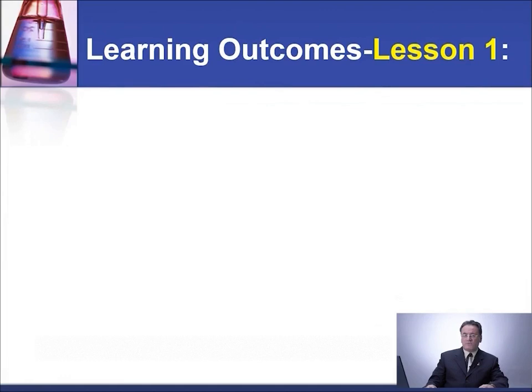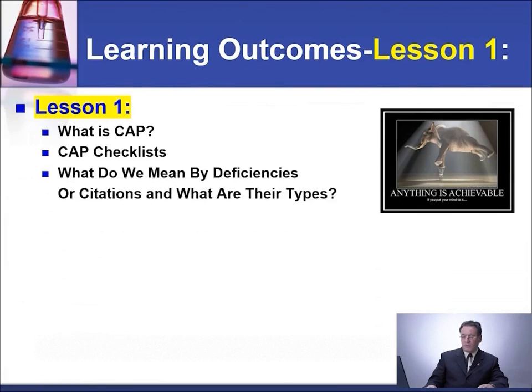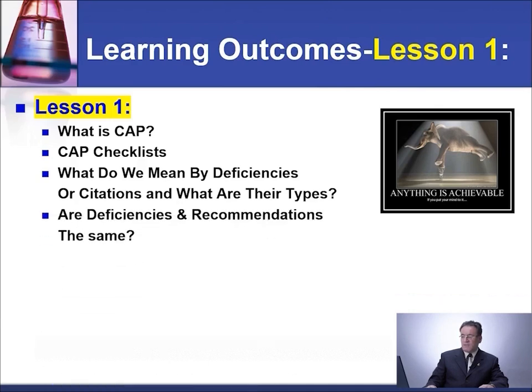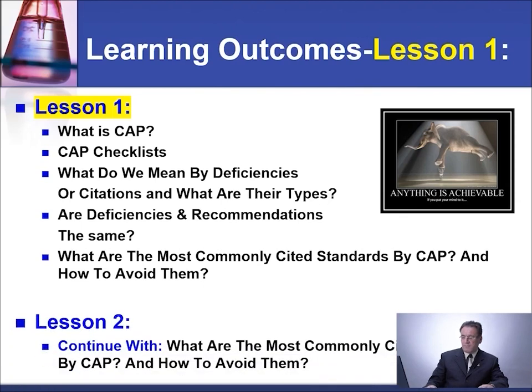The learning outcomes for lesson 1. What is CAB? We'll talk about the CAB checklist. What do we mean by deficiencies or citations, and what are their types? Are deficiencies and recommendations the same? If not, what is the difference? What are the most commonly cited standards by CAB and how to avoid them?